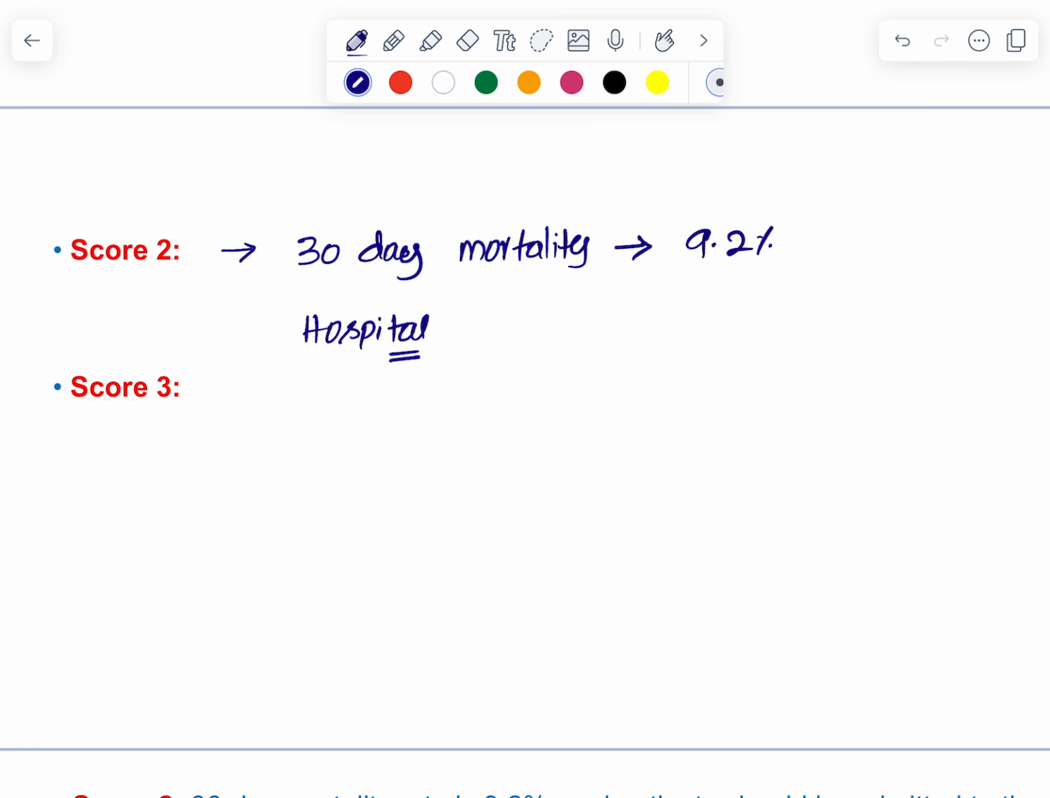Then you take score 3. When the score is 3, the 30-day mortality rate is nearly around 22%. These patients require ICU admission as well as IV antibiotics. So this is the importance of CURB-65. All right, next question.